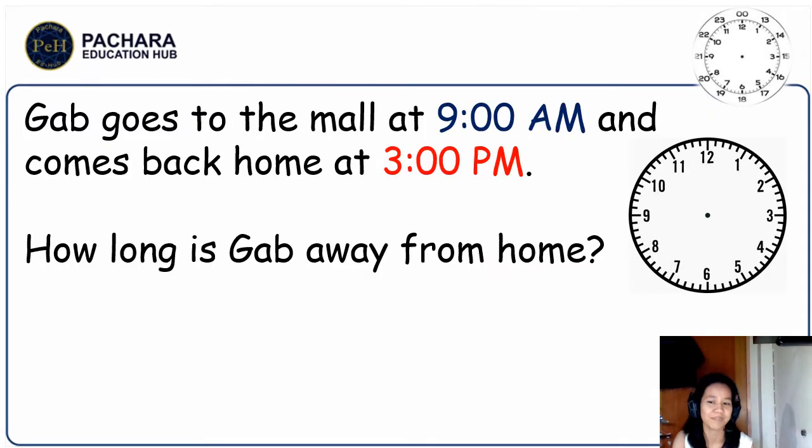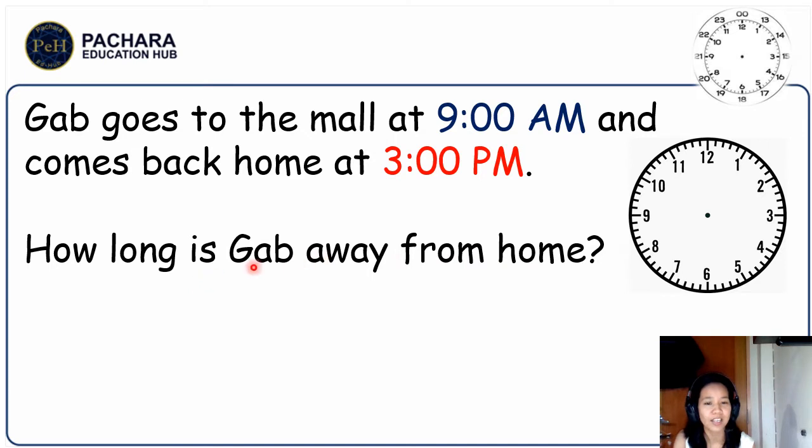Okay, another. Let's try this one. Gab goes to the mall at 9 a.m. So we have AM here. It means we are using the 12-hour clock format. So Gab goes to the mall at 9 o'clock a.m. and comes back home at 3 o'clock p.m. So again, apparently it's morning and then he comes back home in the afternoon. How long is Gab away from home?